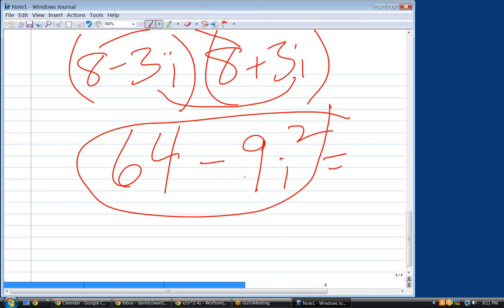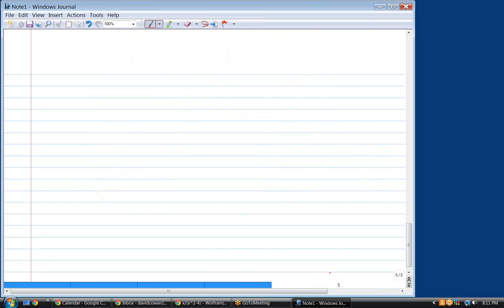That's equal to a real number. So i squared is what? No, i squared is minus 1. Yeah, 73. In other words, it's 64 plus 9. Okay, what else?